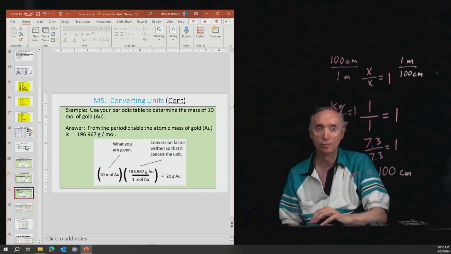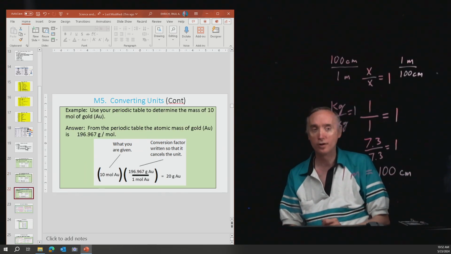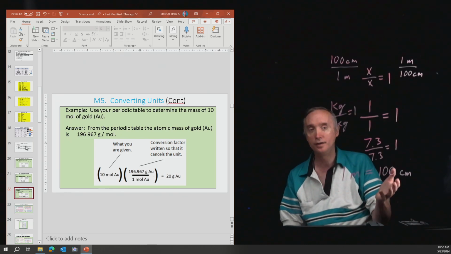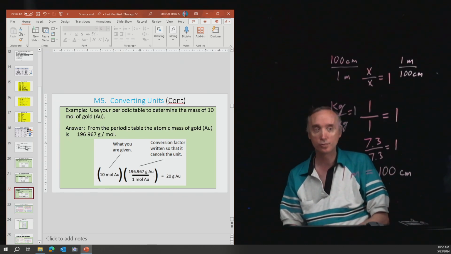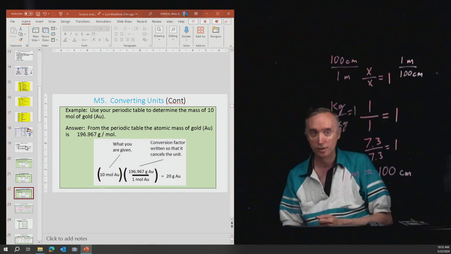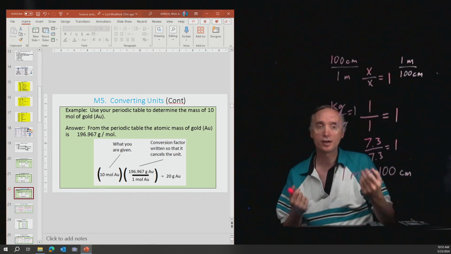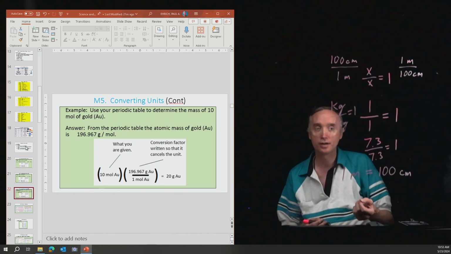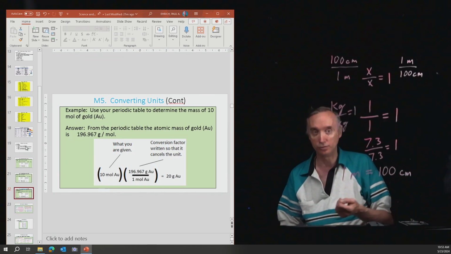All right, now this third one, don't worry about it if you're in physics, or geology, or astronomy, or meteorology. But if you're in chemistry, this would be one of the types of problems that you would do. In your chemistry course, let's say you want to use your periodic table to determine the mass of 10 moles of gold. The abbreviation on the periodic table for gold is Au.